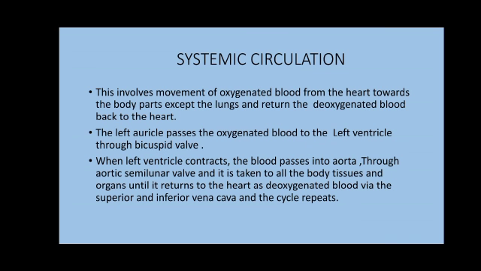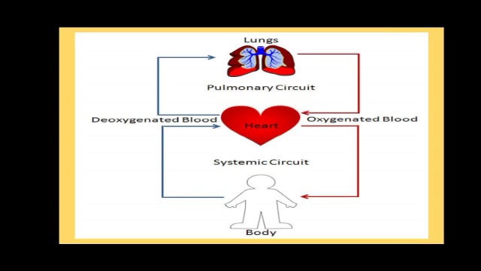When the left ventricle contracts, the blood passes into the aorta through the aortic semilunar valve and then it is taken to all the body tissues and organs until it returns to the heart as deoxygenated blood via the superior and inferior vena cava, and this cycle repeats itself. This diagram shows the pulmonary and the systemic circulations.